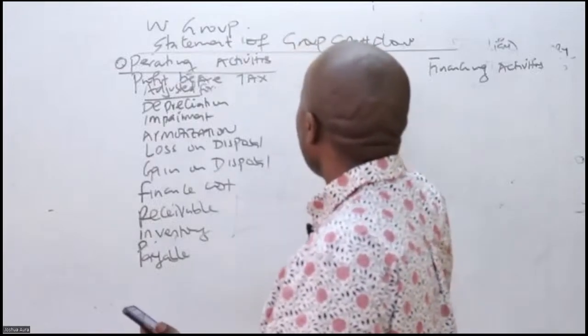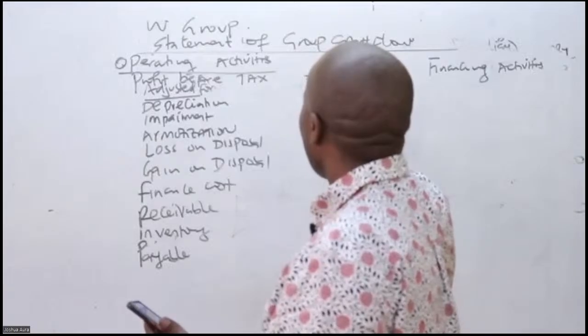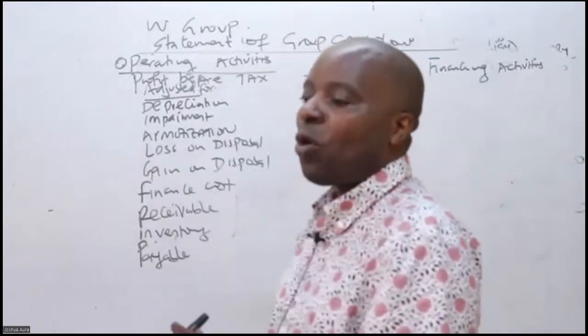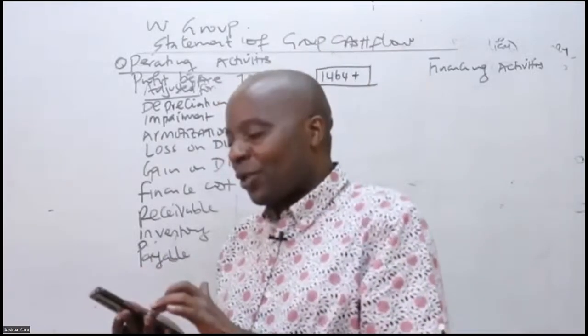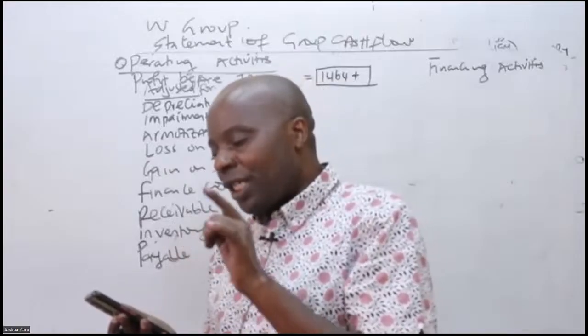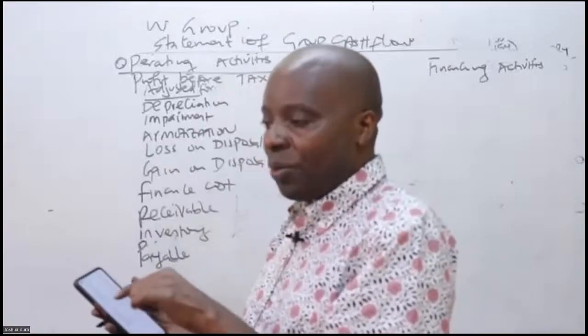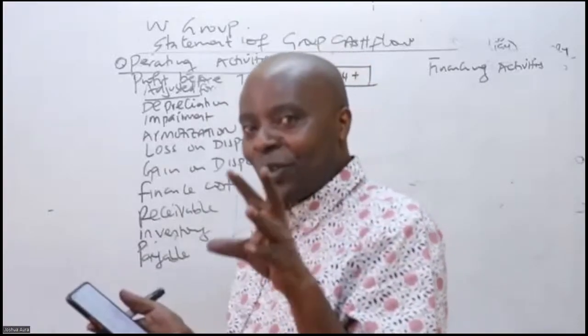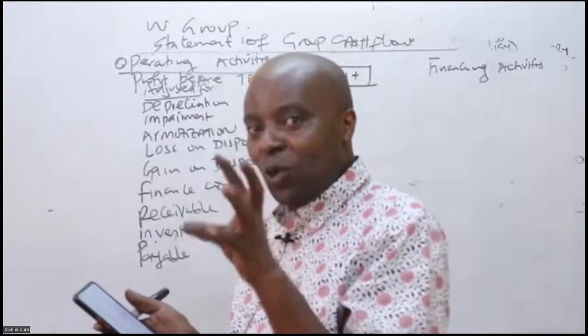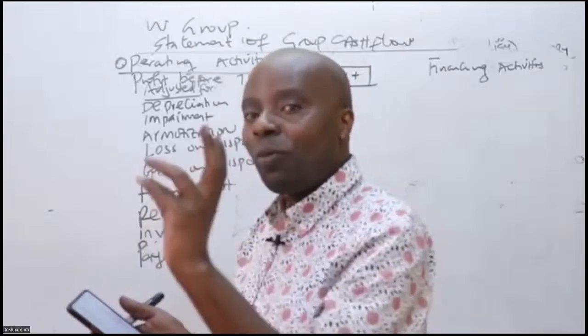You say 1464. You see, this 1464 is for continuing operations. You can see up there, they have given you a title, continuing operations. But you see, you want profit for the entire group from the continuing and the discontinued operations.